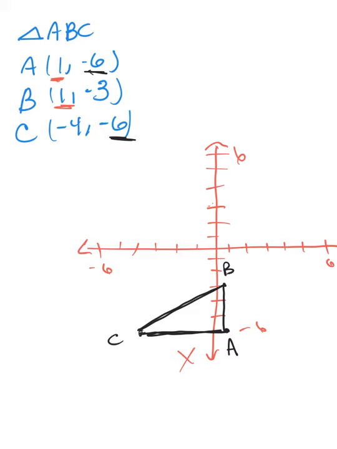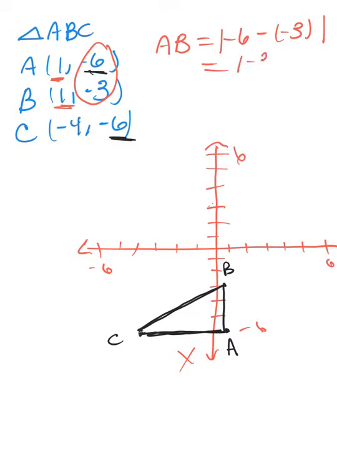So let's look at AB first. The length of AB. I'm just going to look at the things that are not the same, which is these two right here, and find that difference. Negative 6 minus negative 3. What is that going to give me? It's going to give me negative 3, and then the absolute value of that is 3. 3 units. Does that make sense?